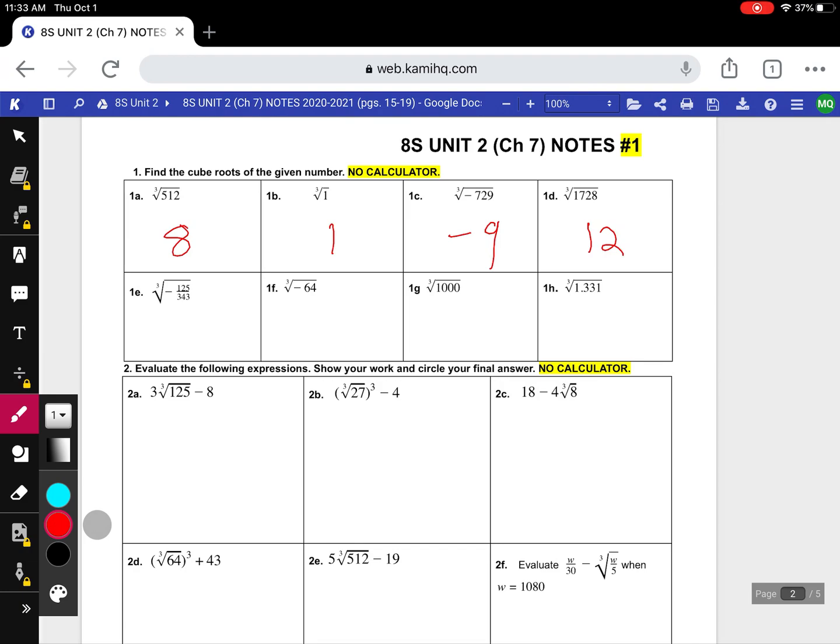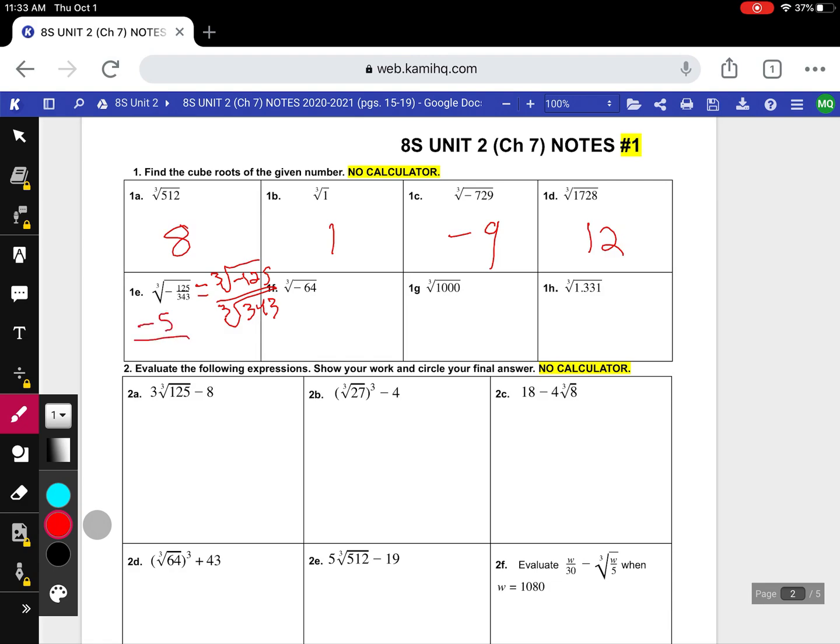Here we have something interesting in 1E. We have the cube root of negative 125 over 343. Now I'm going to do this similar to how I did my square roots. I'm going to take the cube root of negative 125 over the cube root of 343, okay? Because that cube root is over the entire number.